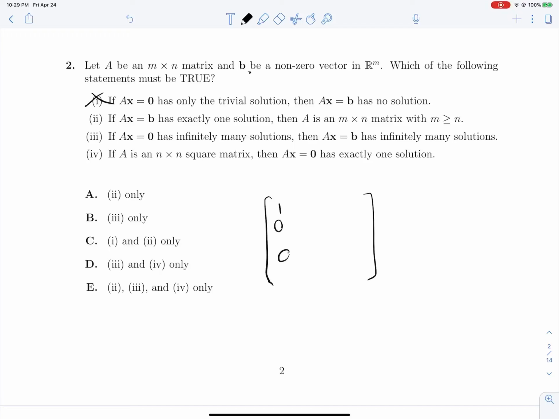Well, let's go back to our three-dimensional identity matrix here. If we take a look at what our columns span here, well, this spans all of R3.